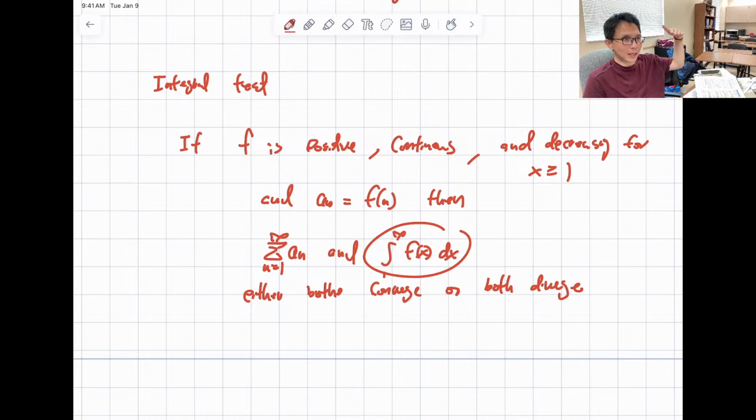Does that make sense? Because the area underneath the curve is like a sum, it's the summation of all the rectangles, remember? So we take the summation of the rectangles here, we add them together. The sum has to be less than that. Does that make sense? So if this integral test converges, then the whole thing converges.